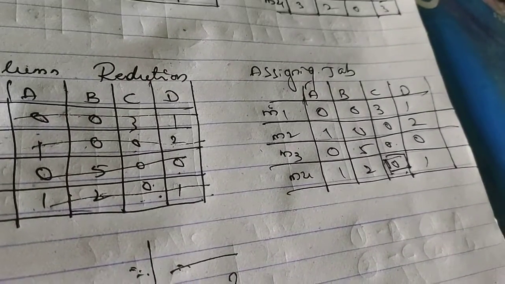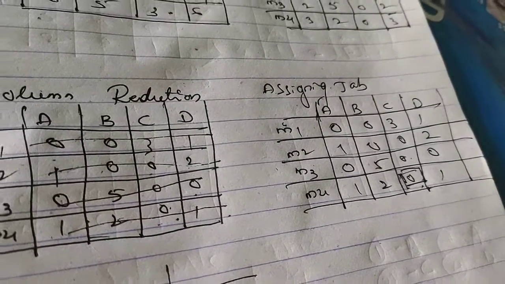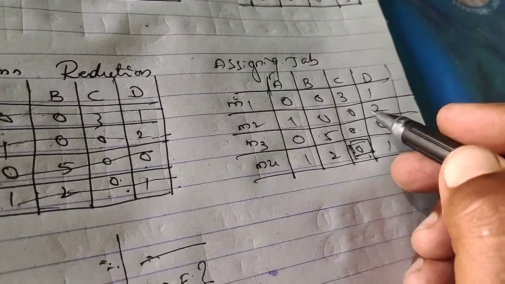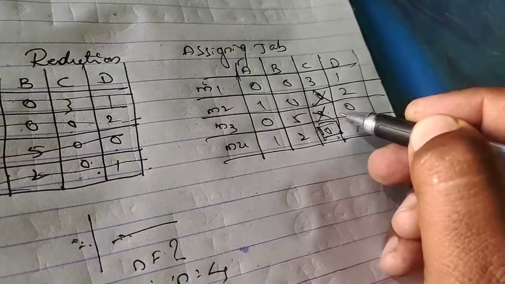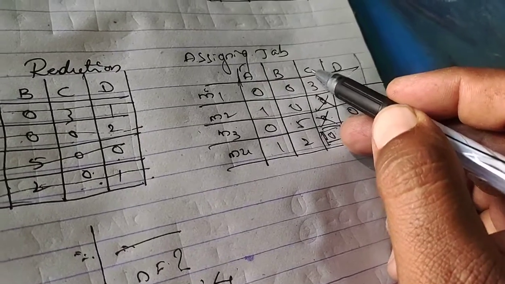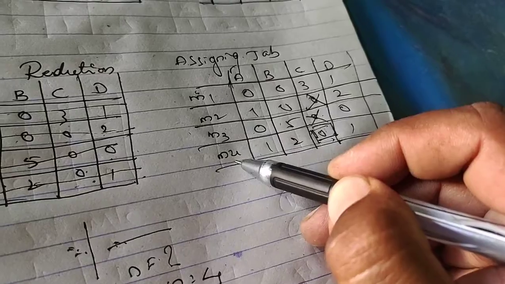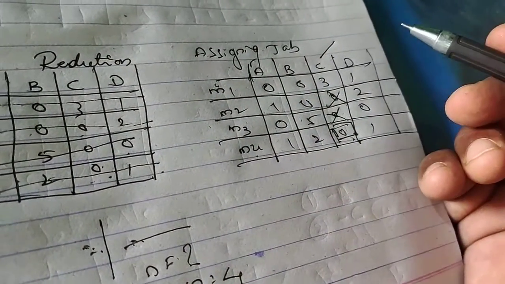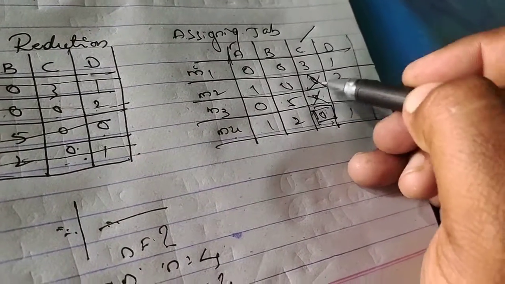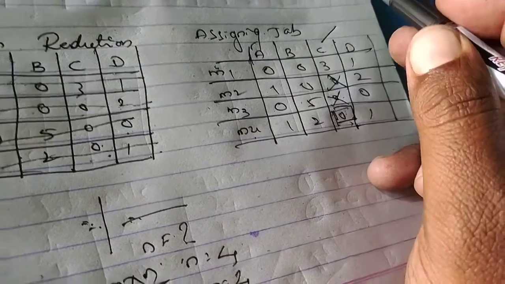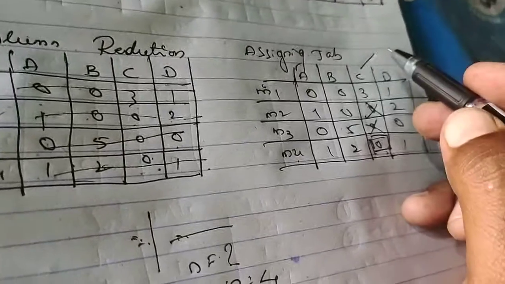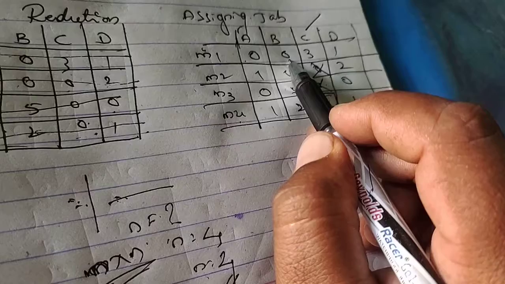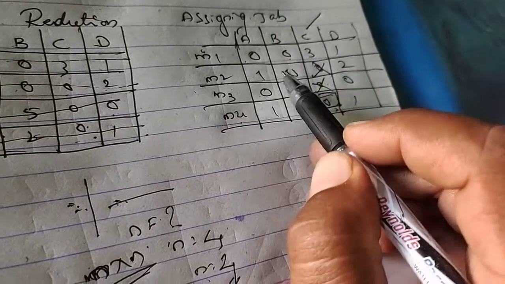Then whatever zeros are there in the same column, you need to strike out. Why? Because you have already assigned C job to the fourth machine. It means C job is already allocated. We should not go for a second assignment with the same C job, because C job is already allocated. Then go for the first row. Again it has 2 zeros, so leave it off, and come to the second row.